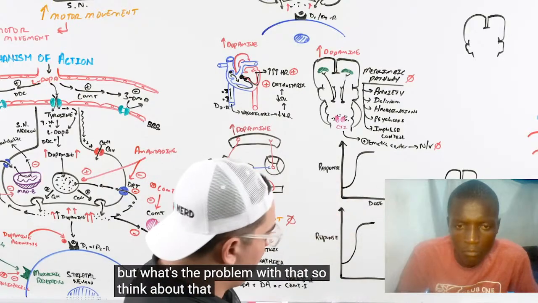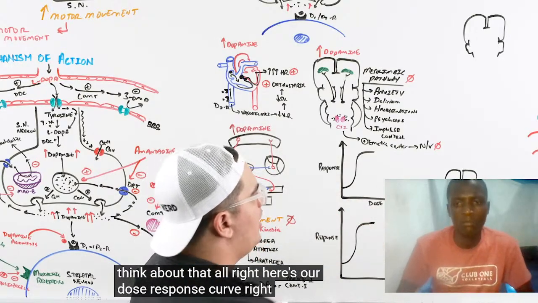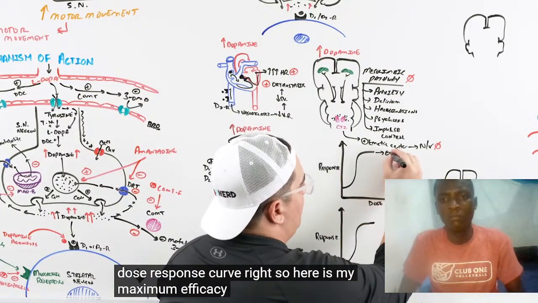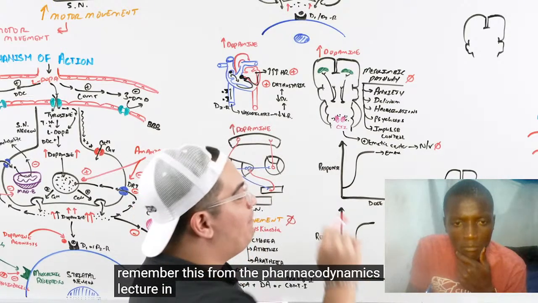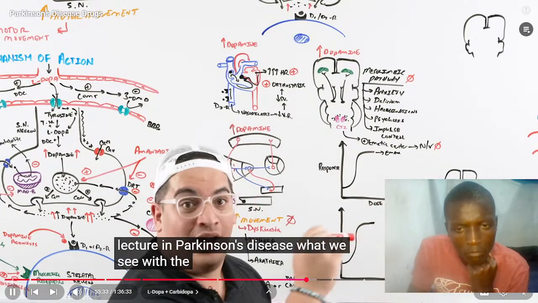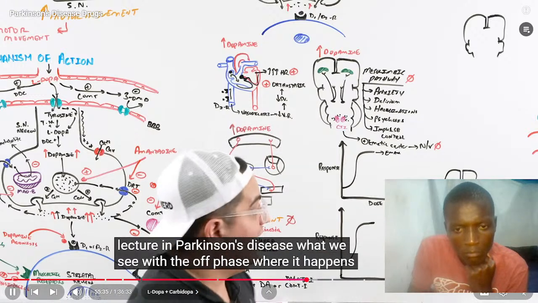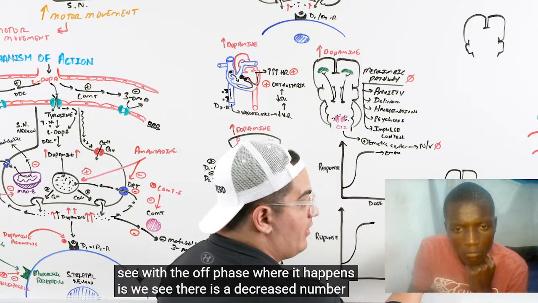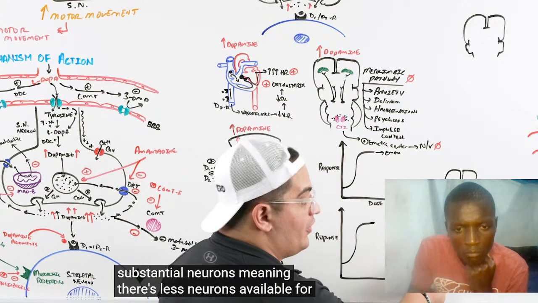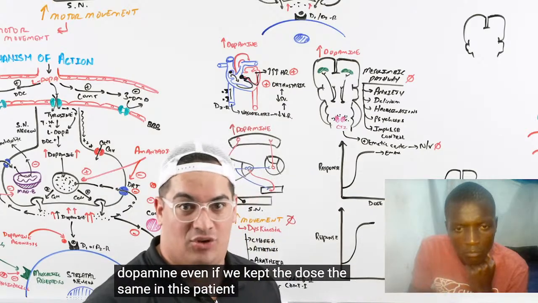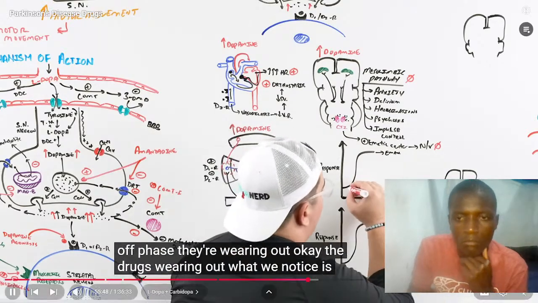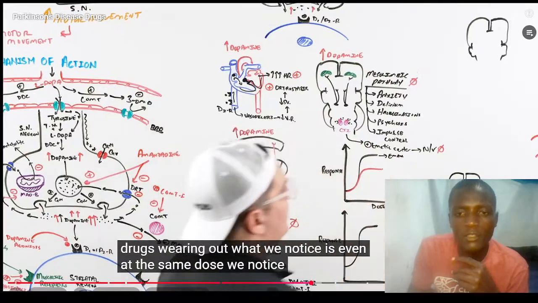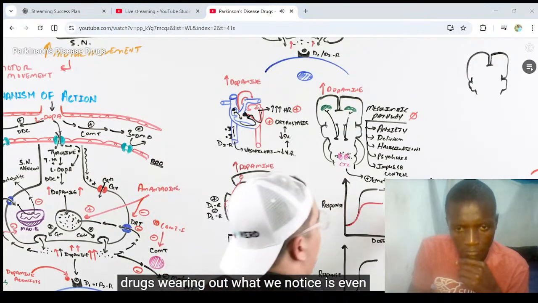So think about that. All right, here's our dose response curve, right? So here is my maximum efficacy, my Emax, right? You guys remember this from the pharmacodynamics lecture? In Parkinson's disease, what we see with the off phase is there is a decreased number of substantia nigra neurons, meaning there's less neurons available for dopamine. Even if we kept the dose the same in this patient, when they're in the off phase, the drug's wearing out, what we notice is that even at the same dose, we notice a decrease in the Emax. Look at the Emax now.